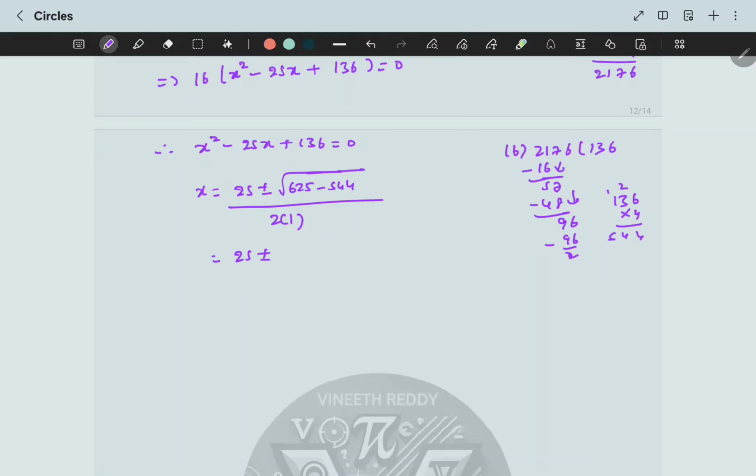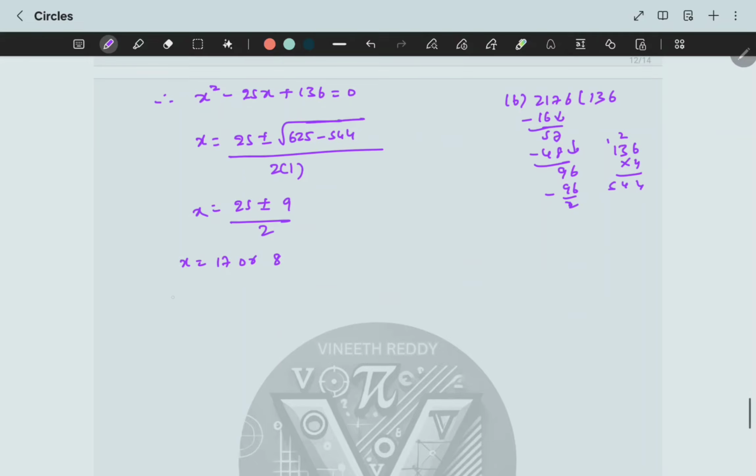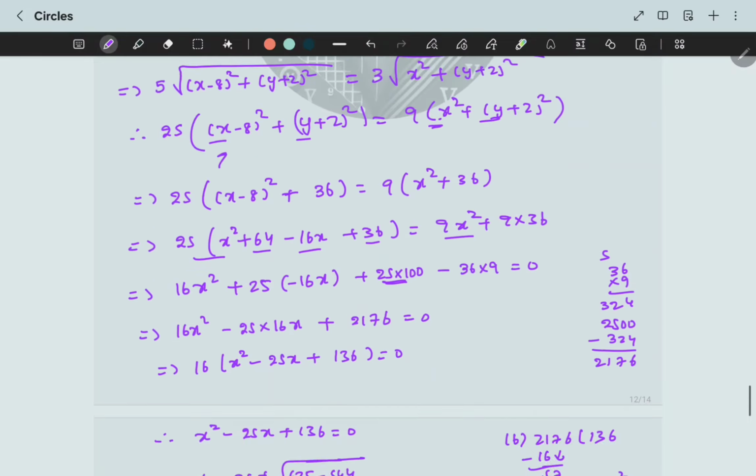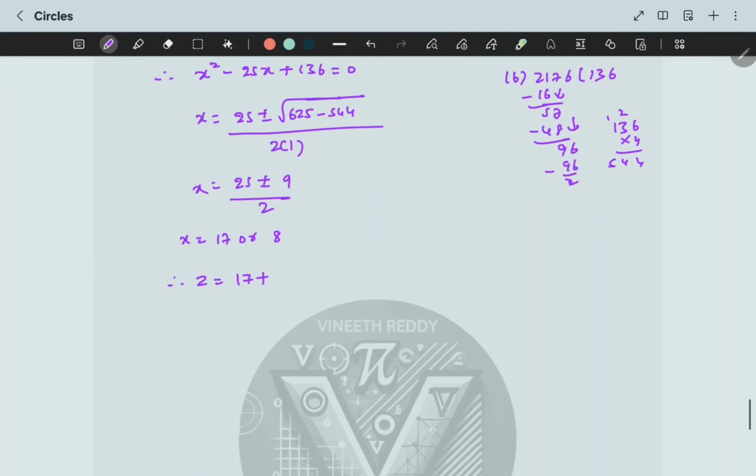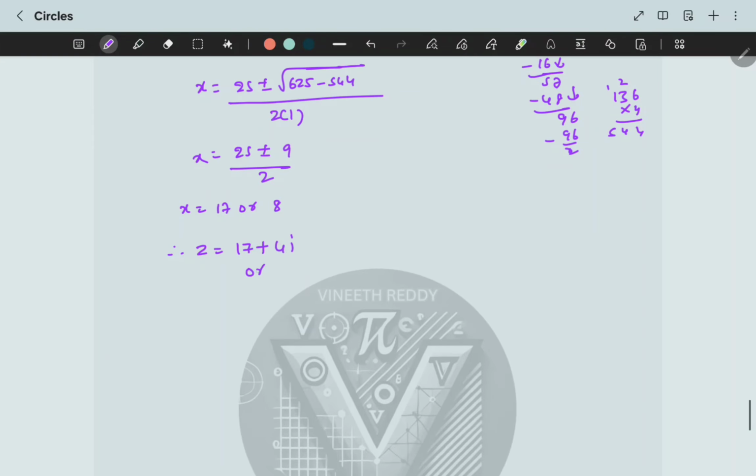This is root 81. 5 minus 4. Yeah, it should be root 81. So that should be 9. So x is 25 plus 9 is 34 by 2, 17, or 25 minus 9 is, I think, 16 by 2 is 8. So that means z should be x plus iota y. 17 plus y is, I think, 4. So we can write 17 plus 4 iota, or z could be 8 plus 4 iota.